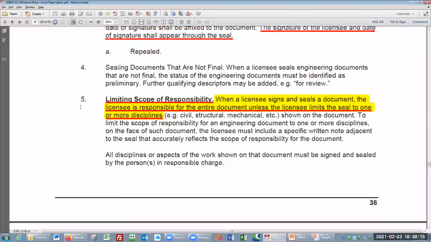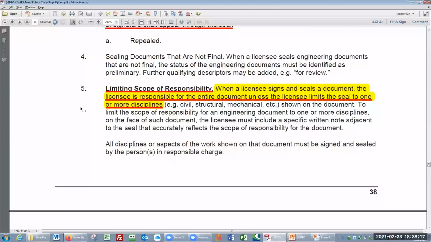There's 5 again. I told you you'd see this again. Limiting scope of responsibility. When a licensee signs and seals a document, the licensee is responsible for the entire document unless the licensee limits the seal to 1 or more disciplines. So that's the second time that's been written slightly different, but it basically says if you don't limit it, you're accepting responsibility for the entire design of the project, which I don't think any of us would want to do if we were inadvertently signing for a discipline that was not part of what we were licensed for. So that's kind of an important image.